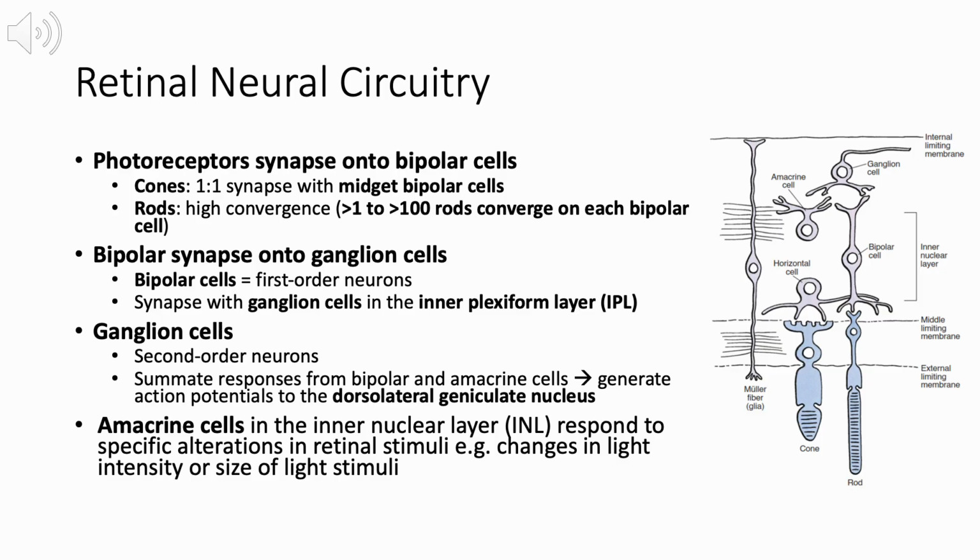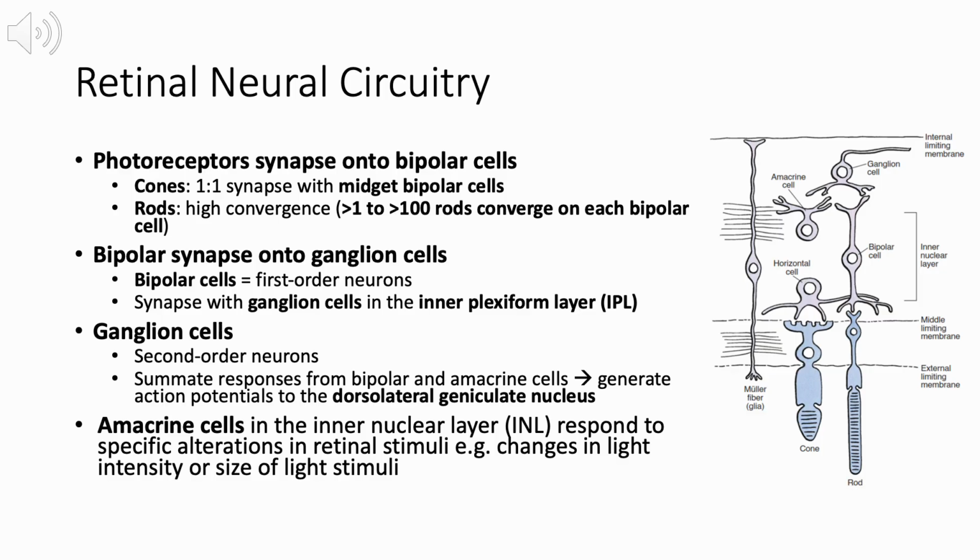The pathway then continues from bipolar cells to ganglion cells. Bipolar cells function as first-order neurons and synapse with ganglion cells within the inner plexiform layer. This synaptic organization allows bipolar cell signals to be relayed and further processed before reaching the output neurons of the retina. Ganglion cells serve as second-order neurons. They summate responses received from bipolar cells as well as from amacrine cells and generate action potentials that are transmitted to the dorsolateral geniculate nucleus.